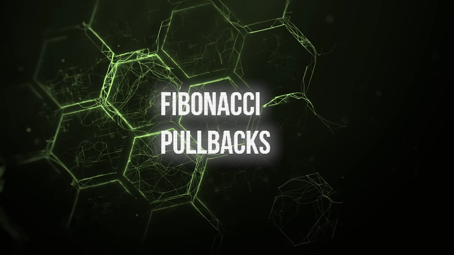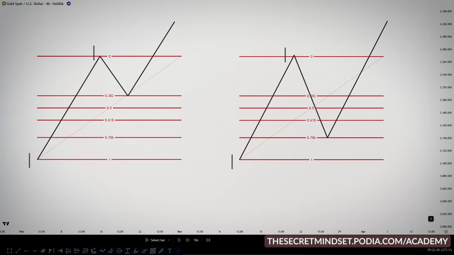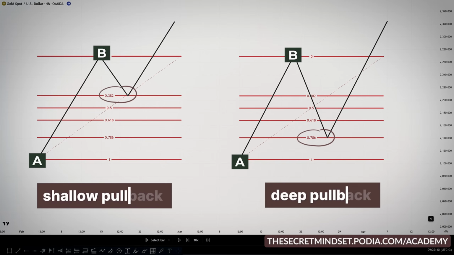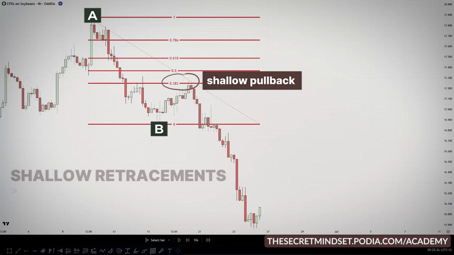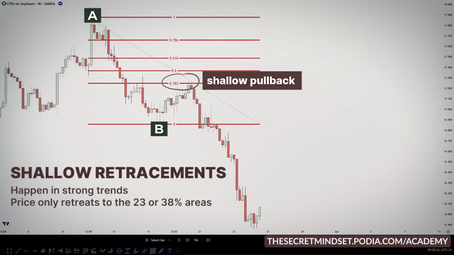When we talk about retracements, we are looking at how much a price pulls back after a strong move. These pullbacks can be shallow or deep. Shallow retracements happen in strong trends. When a market is moving with conviction, it doesn't pull back much before continuing its journey.